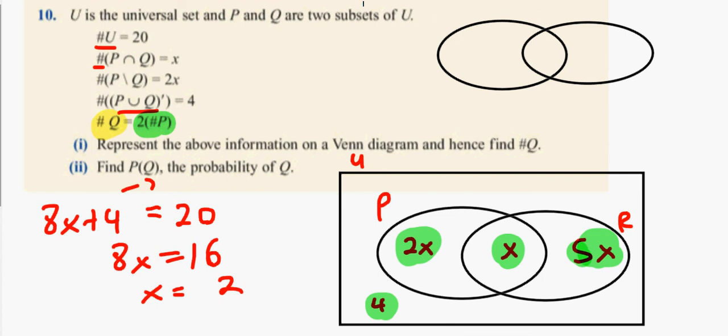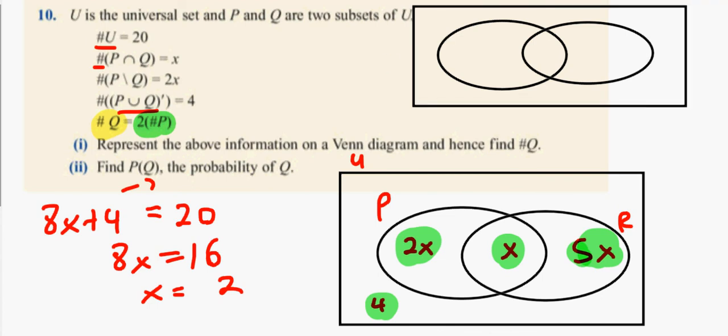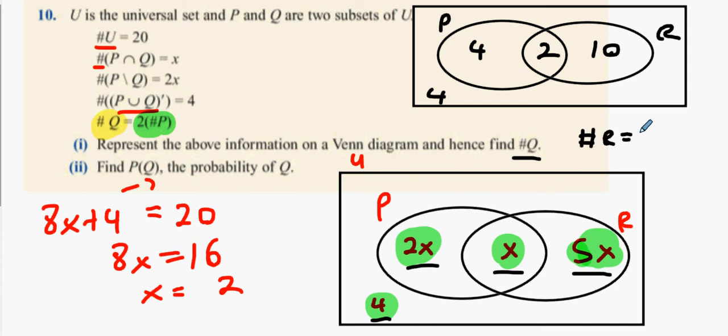Remember, I'm drawing a different diagram underneath to help myself out. So I have to put in 2. So that's 4. That's 4. This one is 2, and this one is. Where do I get that from? Replace x with 2. Alright. What's hashtag Q? It's 6x or it's 12, yeah. Find the probability of Q. 12 over 20, which is 3 over 5. We good? Alrighty.